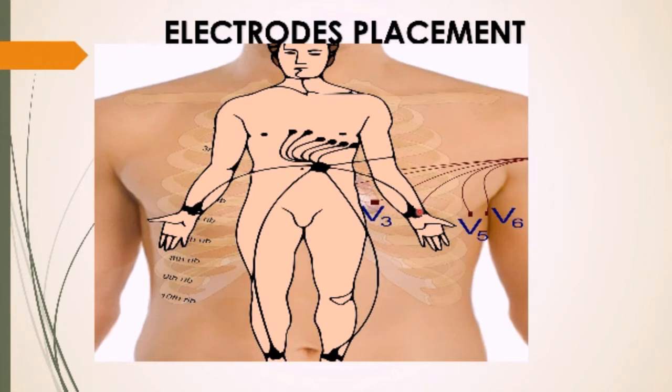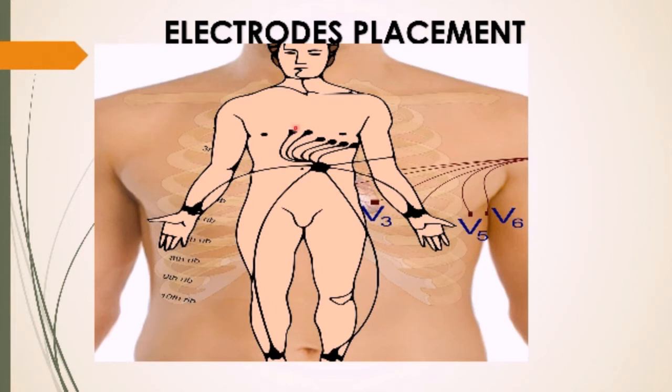The third electrode is placed on the left foot. It is not exactly on the foot, but above the ankle joint, just here. Then there is another electrode, the neutral one. It is placed on the right foot at the same level as the electrode on the left foot. Those are the placements of electrodes for the limbs.